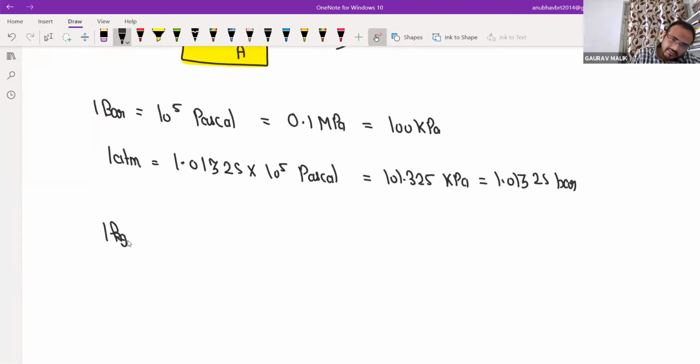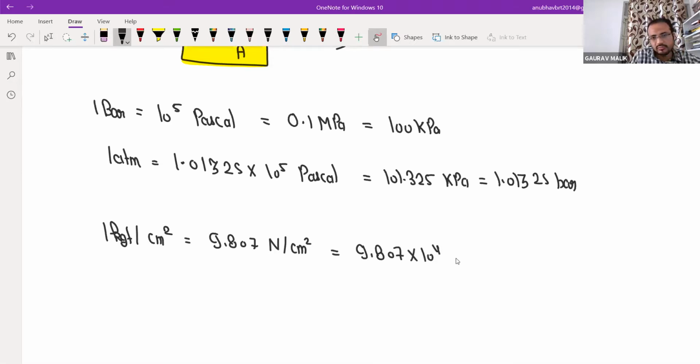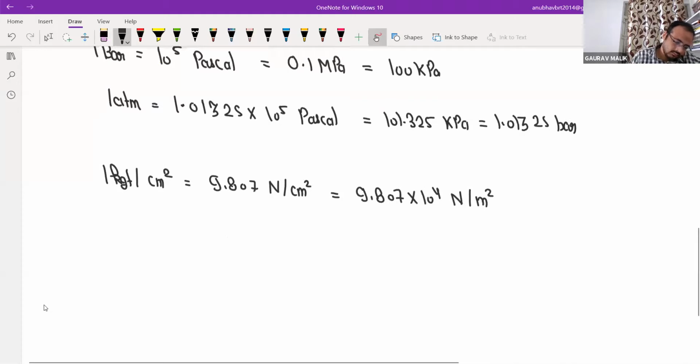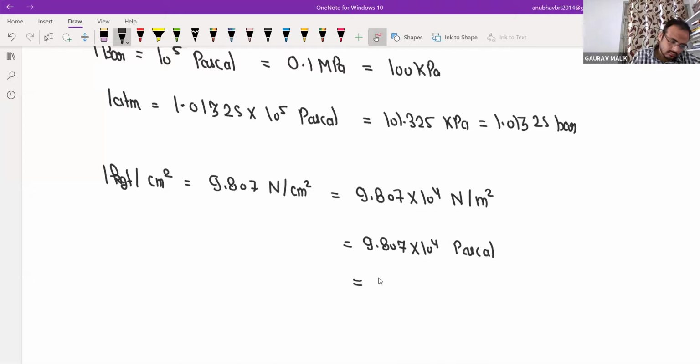In a similar manner, 1 kgf per centimeter square is equal to 9.807 Newton per centimeter square, or 9.807 into 10^4 Newton per meter square, or 9.807 into 10^4 Pascal, or 0.9807 bar, or 0.9679 ATM.